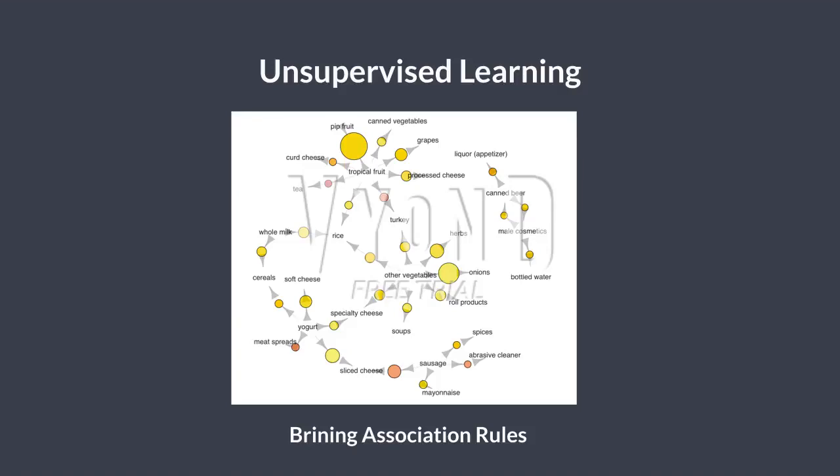For example, in a real supermarket scenario, these are the popular associations that were found. The most popular transaction was of pip and tropical fruits. Another popular transaction was of onions and other vegetables. If someone buys meat spreads, he is likely to have bought yogurt as well. Relatively many people buy sausage along with sliced cheese.